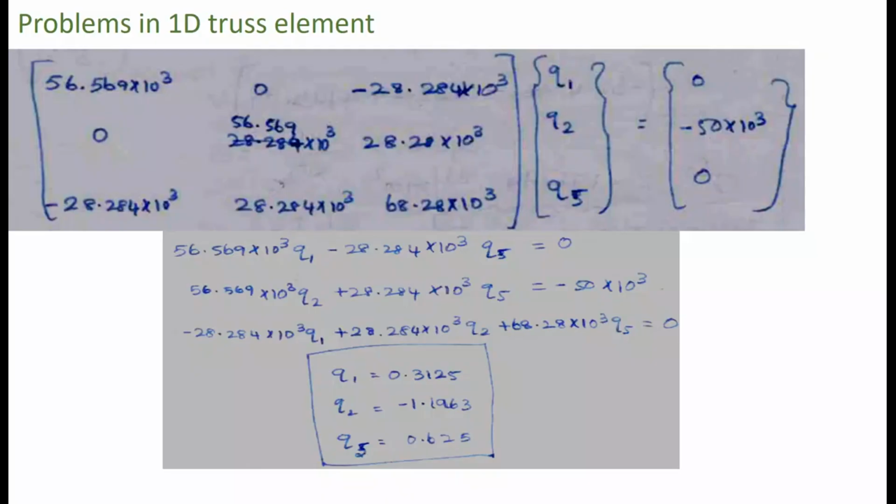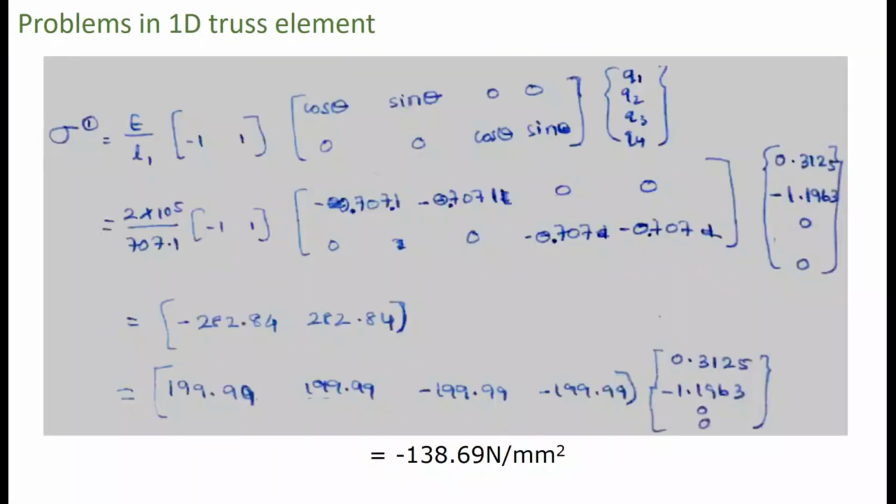The displacement vector is q1, q2, q5, and the force vector is 0, minus 50 into 10 to the power 3, 0. So based on these three equations, we will get the nodal displacements. For node 1, the horizontal displacement is 0.3125 mm and the vertical deformation is minus 1.196 mm, and node 3 horizontal deformation will be 0.625 mm.